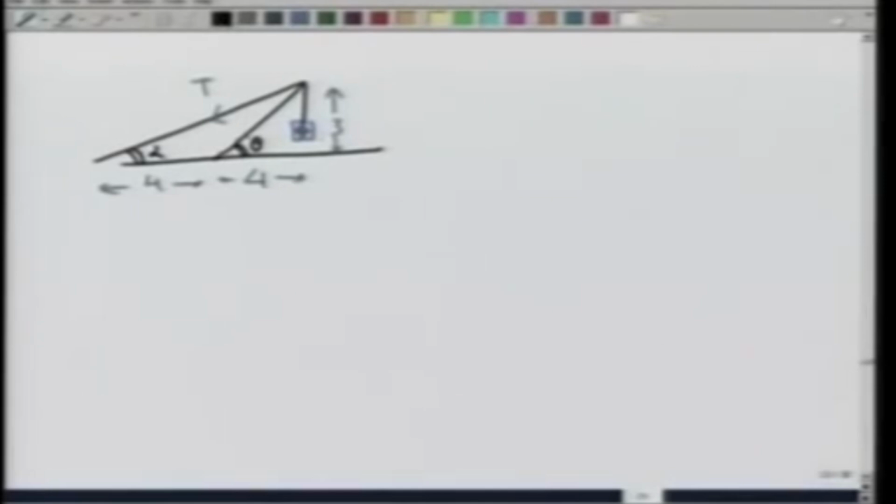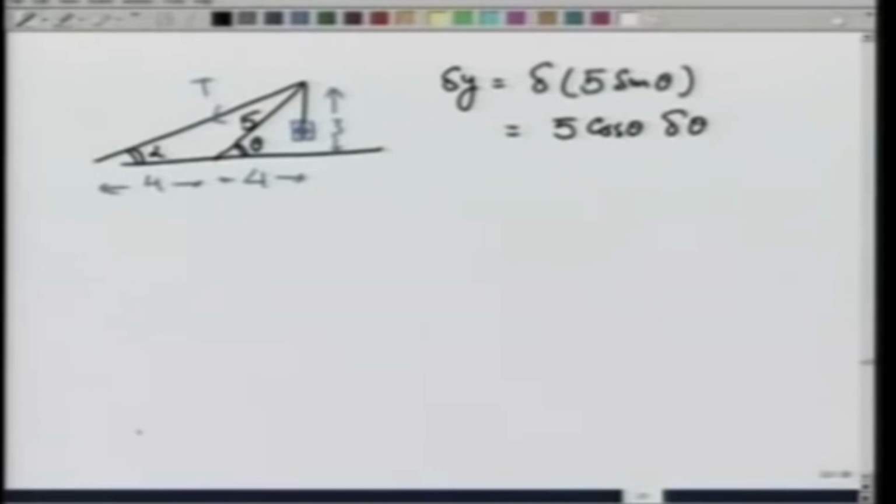When I change theta to delta theta, if this length is 5 meters, this is 3 and 4. So delta y, positive in the up direction, is going to be delta of 5 sine theta, which is 5 cosine theta delta theta.